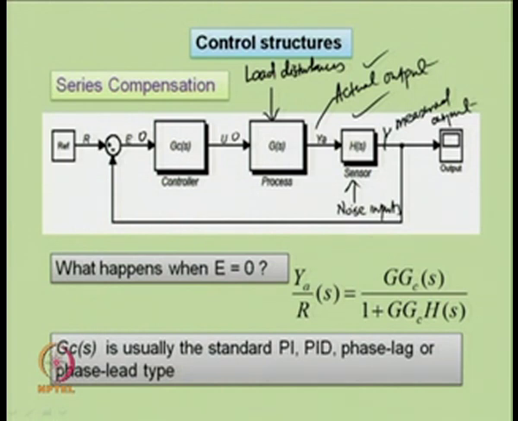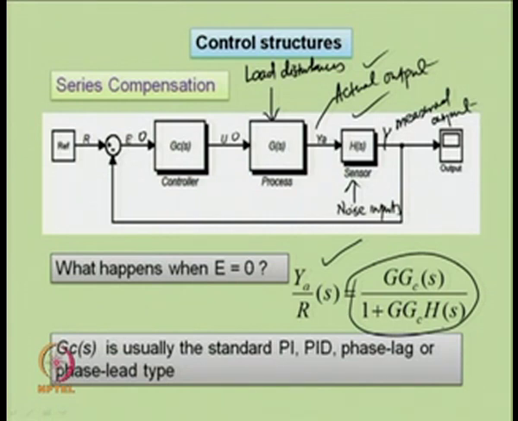Now, coming to the closed loop transfer function, what we often get from series compensation schemes is given by GC(s) upon 1 plus GC(s)H(s). How do we get that transfer function?